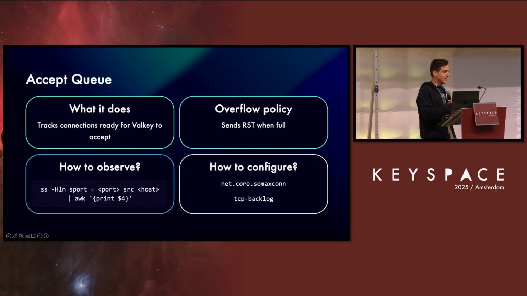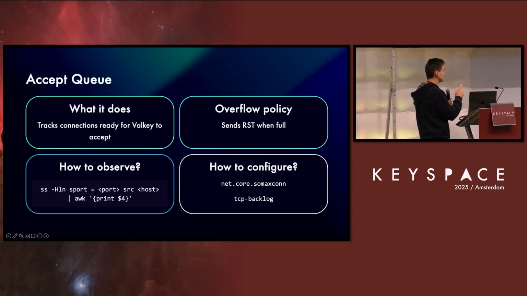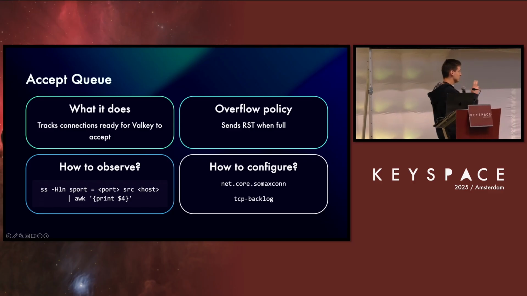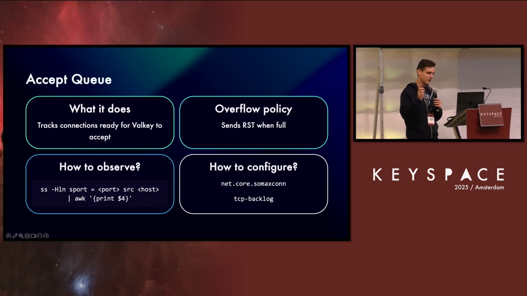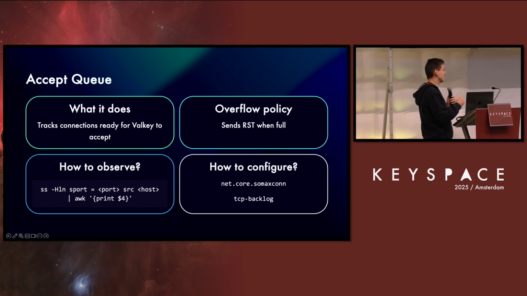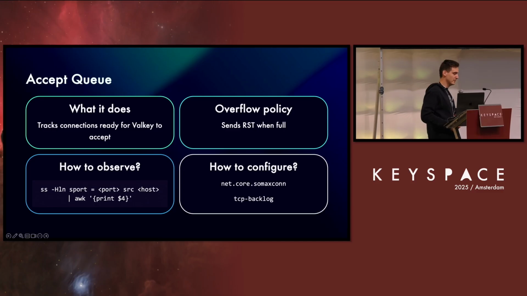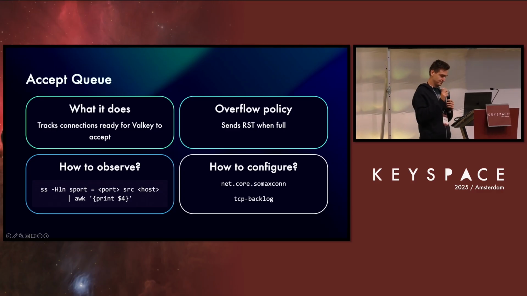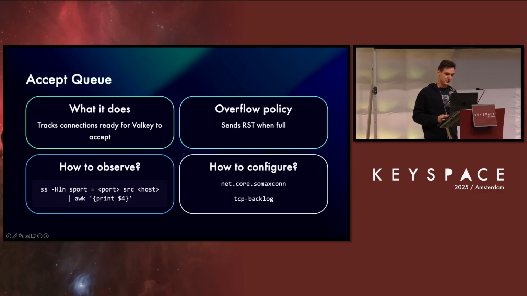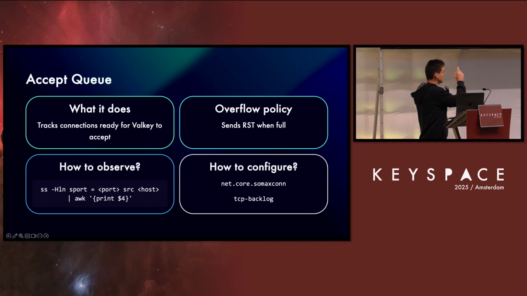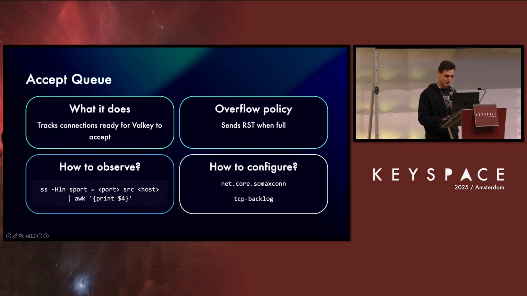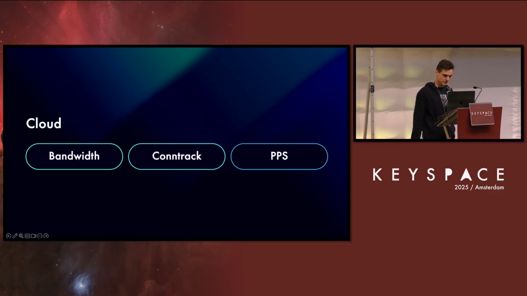And the configuration. This one is trickier because it has two configurations. One comes from the kernel, somaxconn, and the other is on the process level. In our case, Valkey. In Valkey, we have the TCP backlog size that also controls the size of the accept queue, and the lesser of them will be the actual size of the accept queue. So make sure you tweak both of them if you need to.